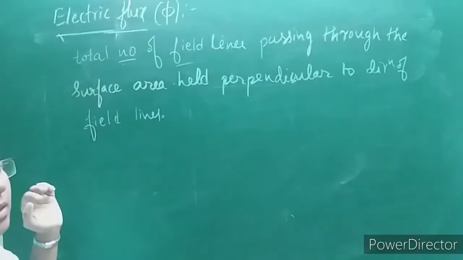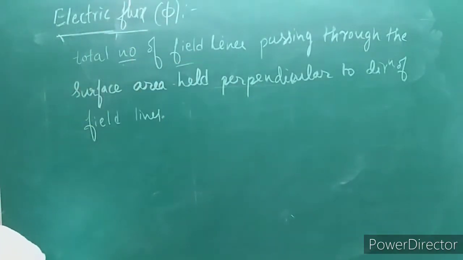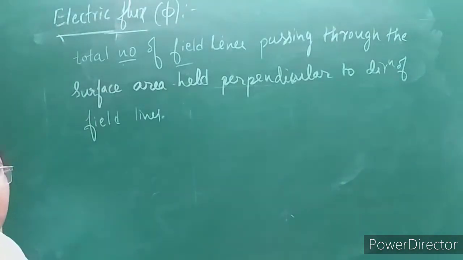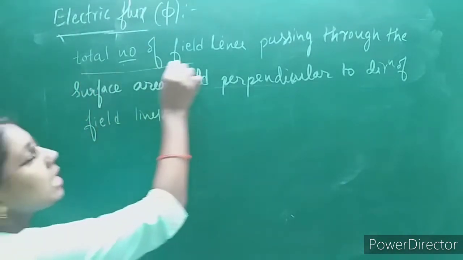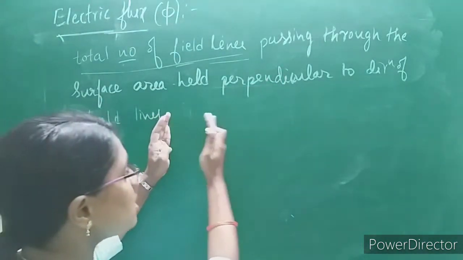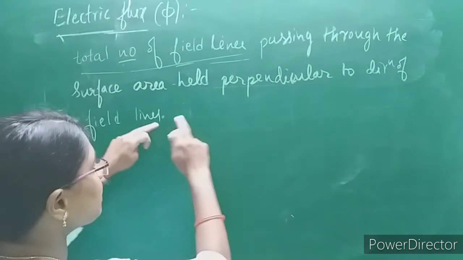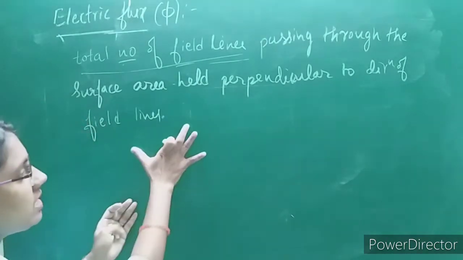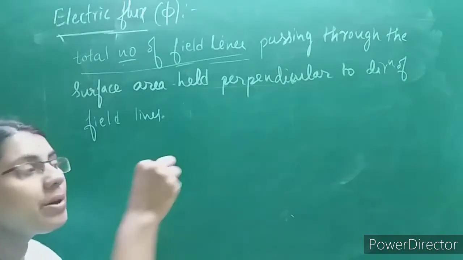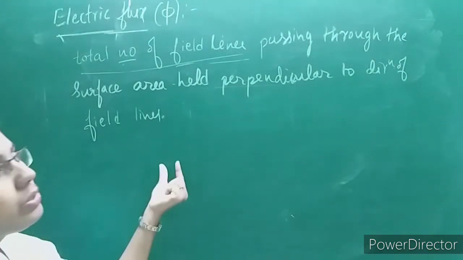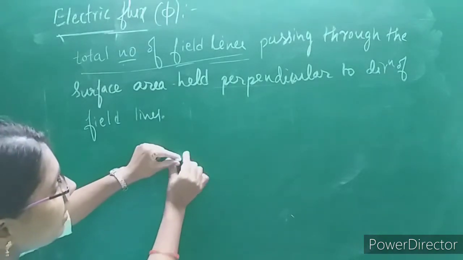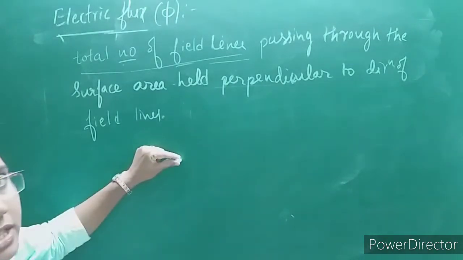Okay. So, electric flux. What is electric flux? Electric flux means the total number of electric field lines that are passing through a surface. If we consider this as the surface, then how many field lines are passing through this surface if the surface is held perpendicular to the direction of the electric field?